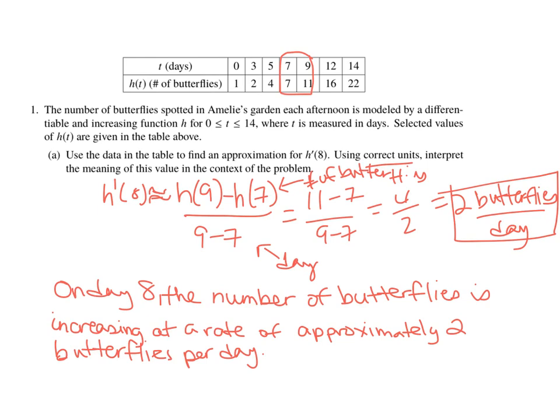So what's happening is that on day 8, the number of butterflies is increasing at a rate of approximately 2 butterflies per day. In order to get full credit on this problem, first of all, you need 2. That gives you 1 point. The second thing is you need the interpretation. And you either need to mention butterflies per day up here, or you can just mention it in the interpretation somewhere. You also want to mention that we're on day 8. You have to use that 8 in there somewhere. And you should mention that the rate is increasing, and you should also mention that it's an approximation.